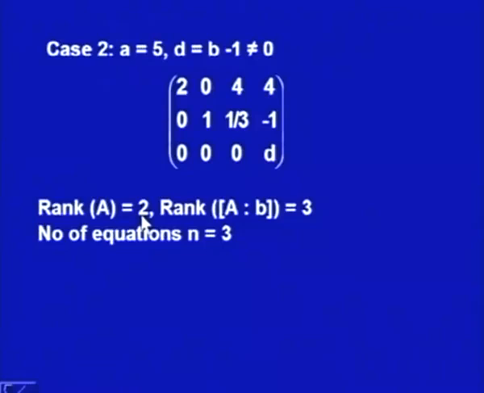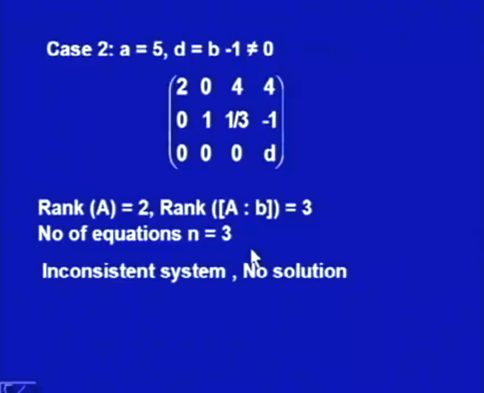Rank of A is equal to 2, rank of its augmented matrix is 3, and the number of equations is given to be 3. So this is an inconsistent system, and it has no solution, because 0·z equal to d is not possible. So we have an inconsistent system in this case. We can get this by simply checking the rank of A and the rank of its augmented matrix. If they do not match, the system will be inconsistent and no solution will be possible.